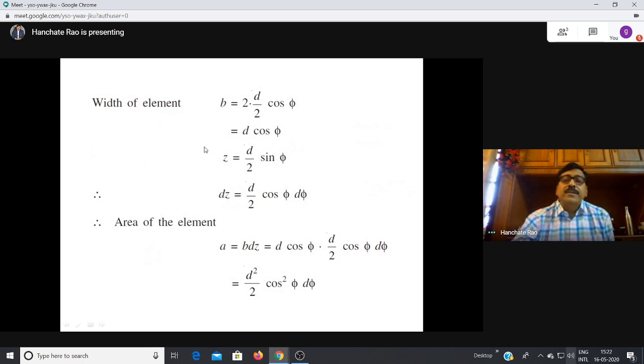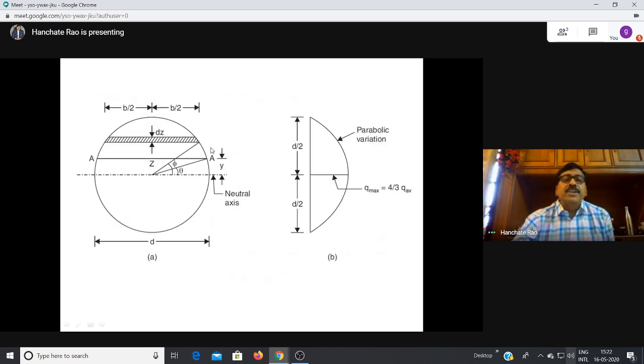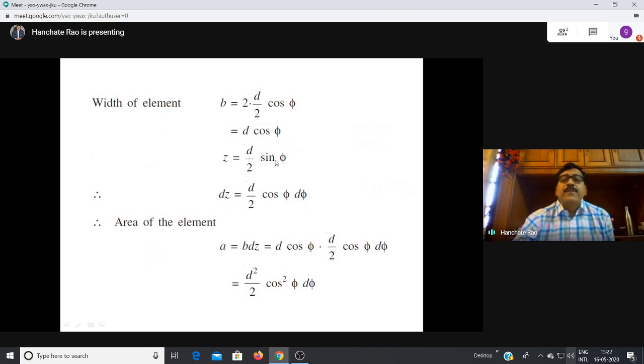Similarly, what is z? Vertical component. So the vertical component is d by 2 sin phi. We want dz actually, so take the first derivative of d by 2 sin phi. d by 2 is constant, so it will remain the same. If you differentiate sin phi, it will be cos phi d phi. So dz is equal to d by 2 cos phi d phi.